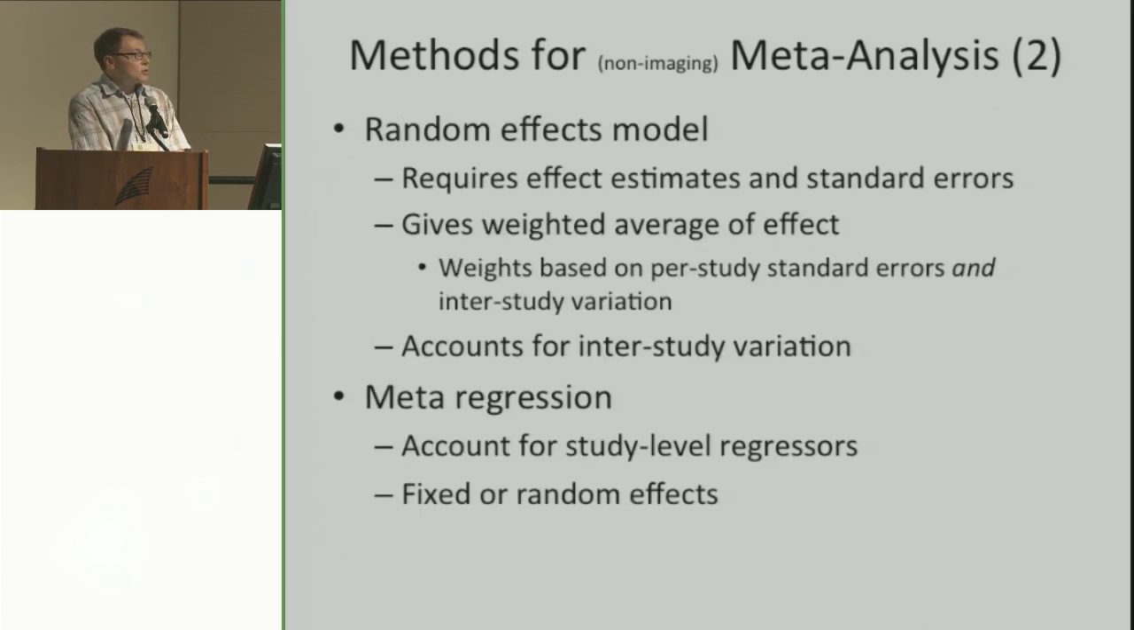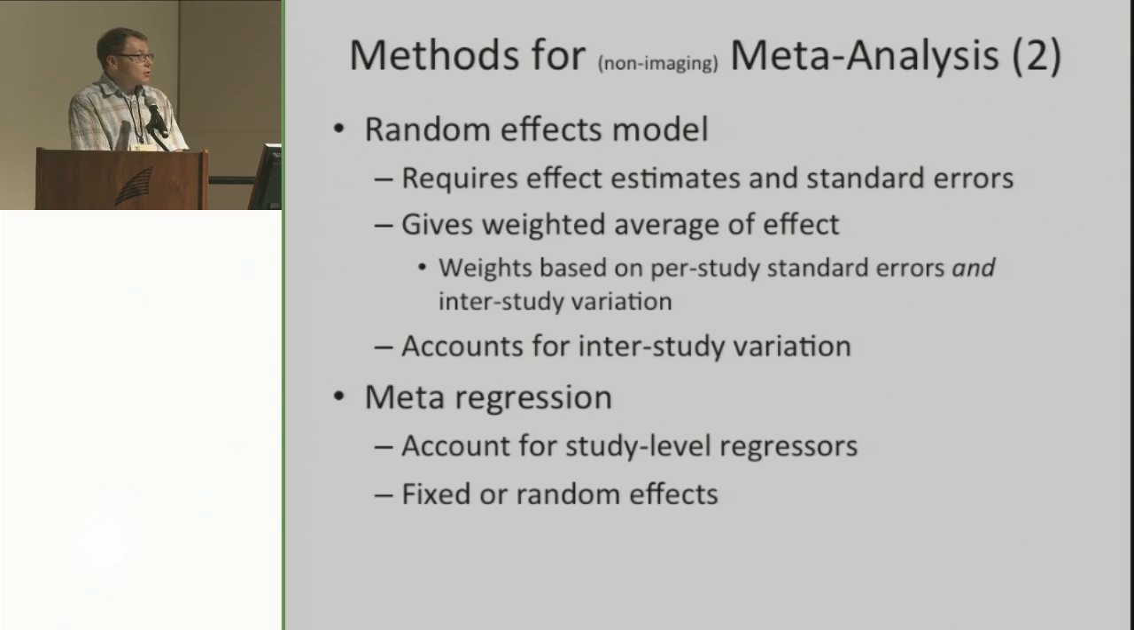So the current best practice is to use random effects. This explicitly models the between-study variation, admitting that different studies do things differently. They've sampled somehow different populations, and we like to incorporate that. So it still gives each study a weighted effect, but the weights are based on the standard errors reported in each study and the inter-study variation.